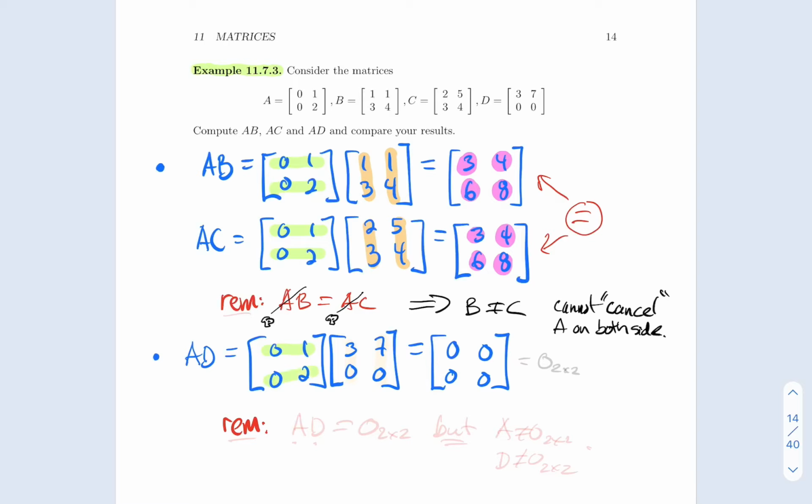Another cool one, if you're computing AD, starting with 2 matrices that are non-zero. We have 0, 1, and 0, 2, and you're multiplying it with 3, 0, and 0, 7. When you do your dot products, you're getting the 0 matrix, 0, 0, 0, 0. So that's the 0, 2 by 2. So we're using the freshly introduced notation here. And then the remark here is, well, we're getting AD equal to 0, but A is not 0. And D is also not 0.